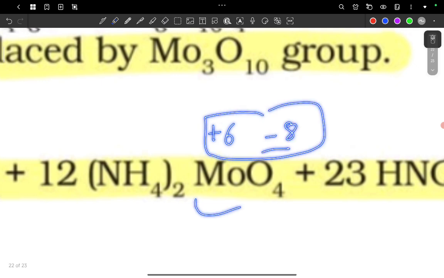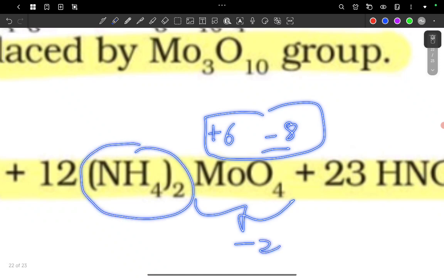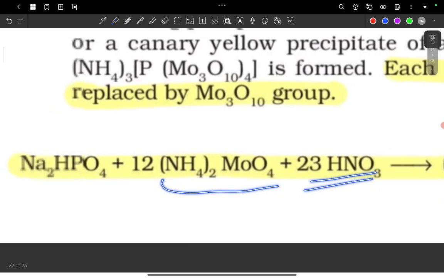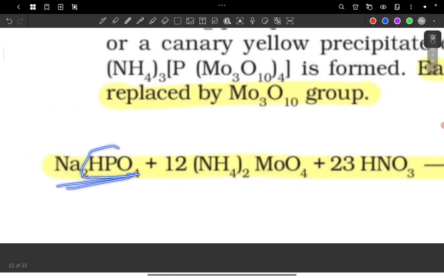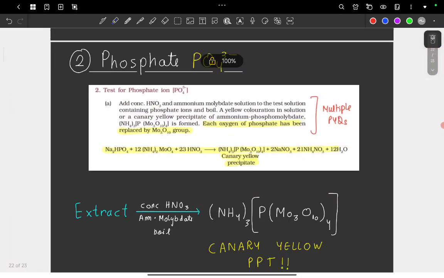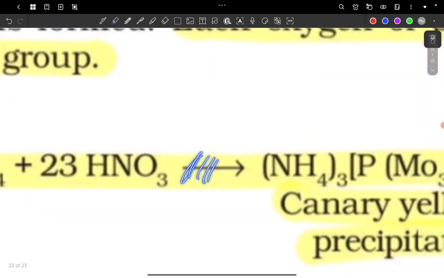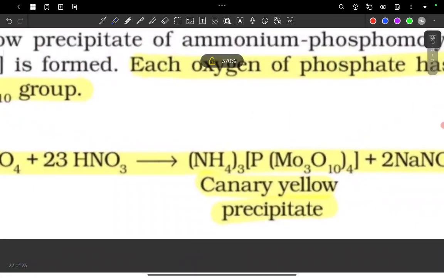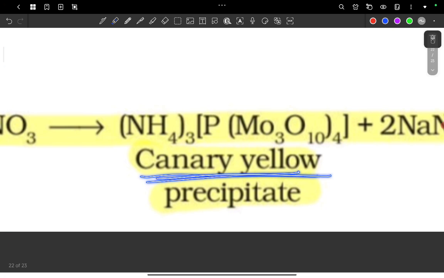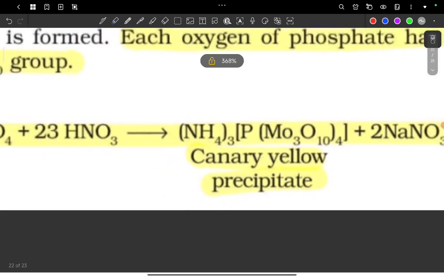So this ion gives -2, which is counterbalanced by 2 ammonia moles with +2 oxidation state. So this salt, when we react it with concentrated nitric acid along with our extract containing the phosphate ion, we get a canary yellow precipitate. Canary yellow is basically the same color which has been used to highlight. This is canary yellow. Salt analysis is like a dictionary, so you have to use this dictionary to remember the analysis. Canary yellow automatically means ammonium phosphomolybdate.